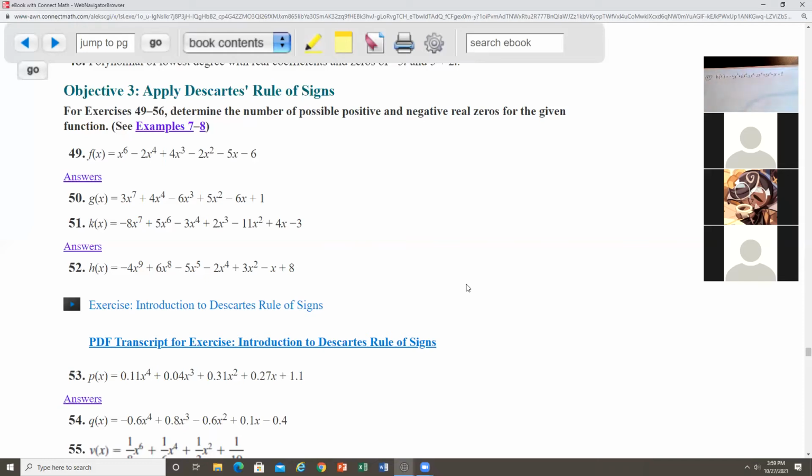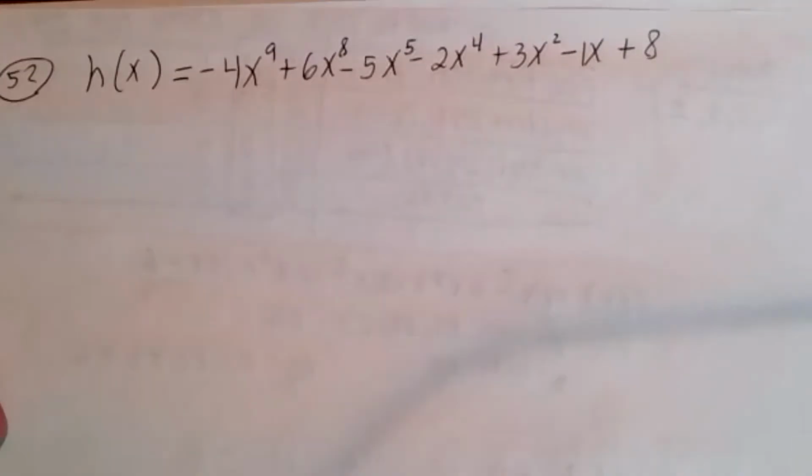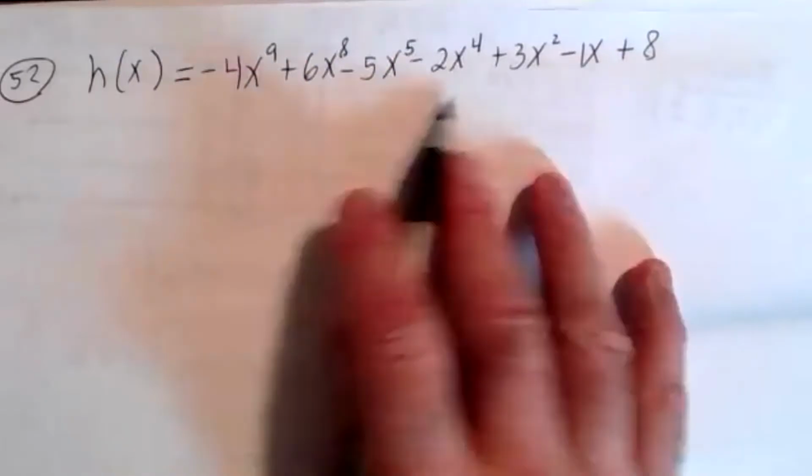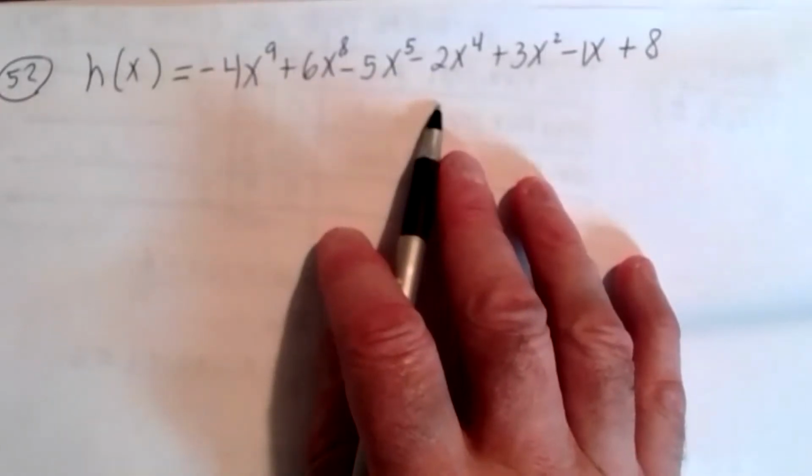And what we're going to do is apply Descartes' rule of signs to try to predict how many positive or negative real zeros this polynomial will have. Notice we're not being asked to find the zeros. It doesn't say that. They just want us to predict how many positive or potential negative real zeros this thing would have. All right, so here we go, ladies and gentlemen. Let's see if we can predict this here.